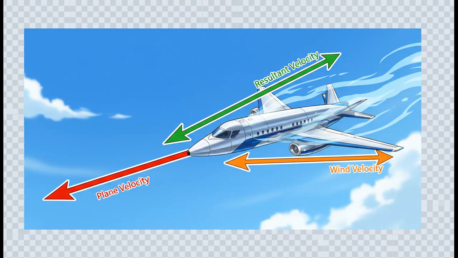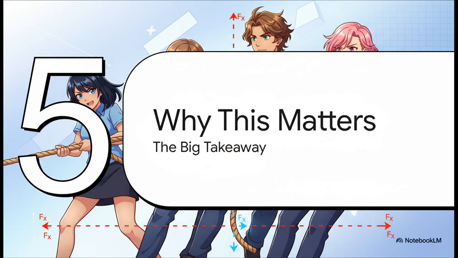You know, this technique is not just for fights over candy. It's exactly how you'd calculate a plane's true path when it's being pushed around by the wind. You just treat the plane's own power as one vector, the wind as another, break them down, and add them up. So why is this math trick so important?